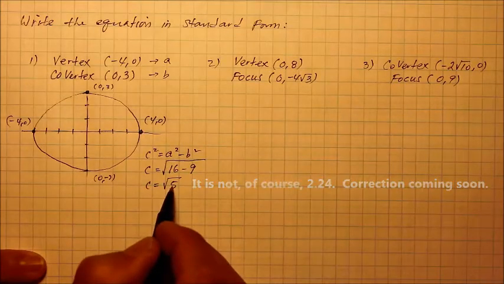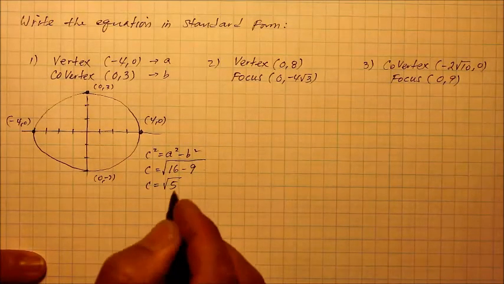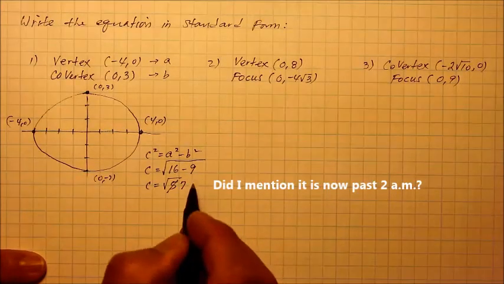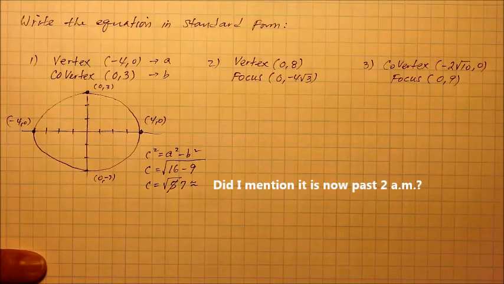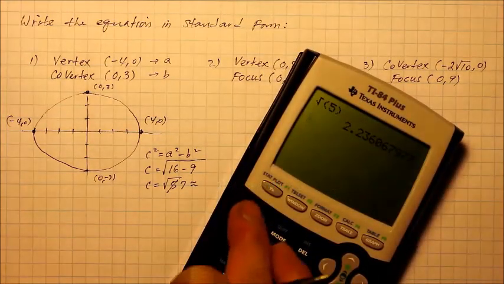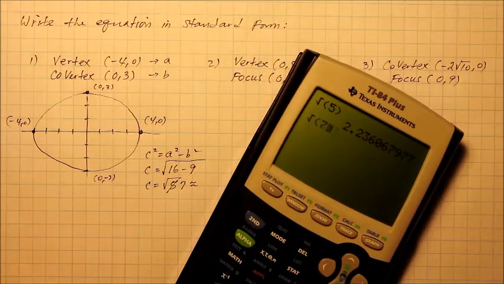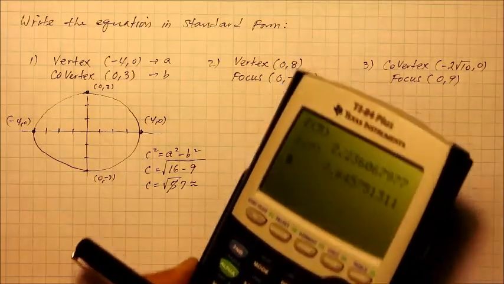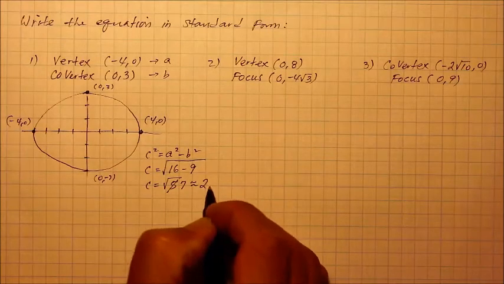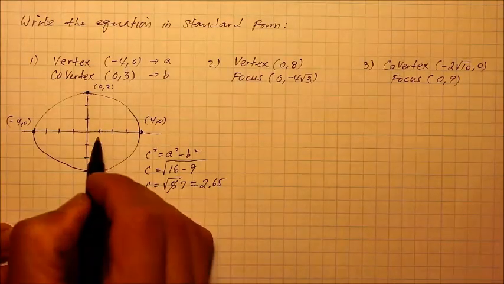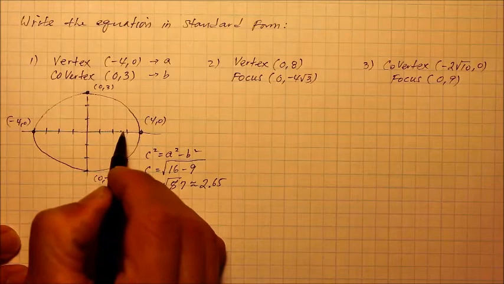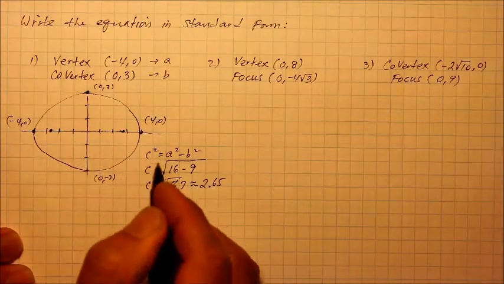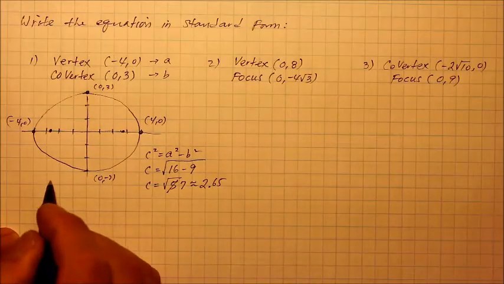Wait a minute. 16 minus 9 is not 5. I'm sorry, 16 minus 9 is 7. That number looked kind of weird. So let's try that one more time. So the square root of 7. Almost got in trouble there. The square root of 7 is about 2.65. So approximately 2.65, a little beyond 2 and a half. So now how do you write the equation?